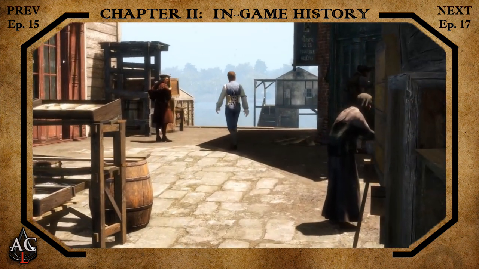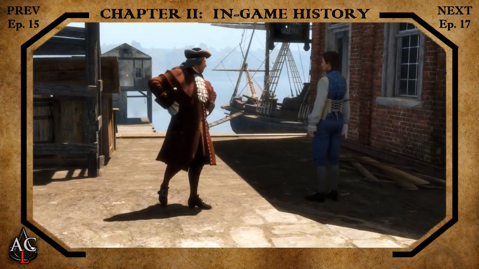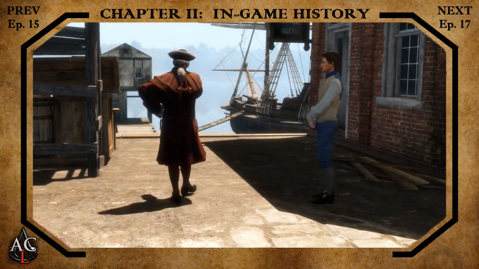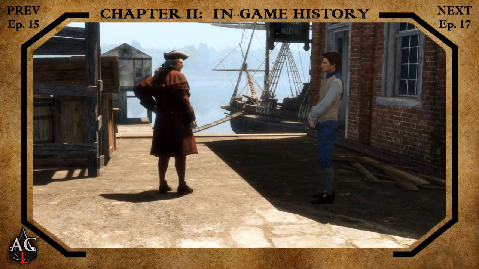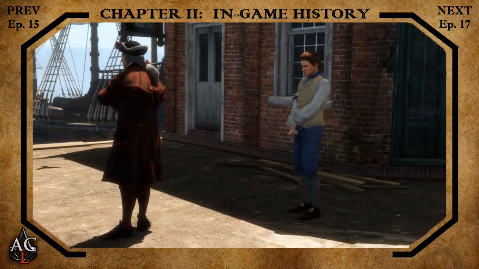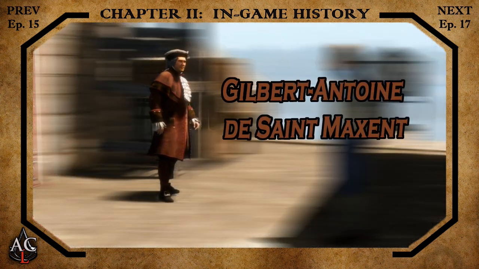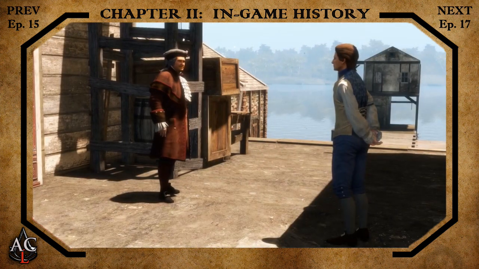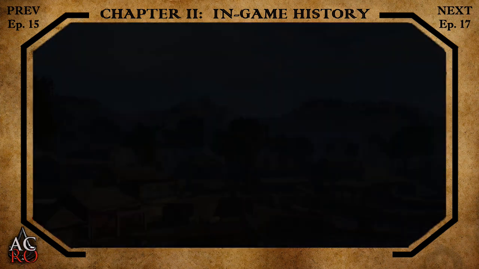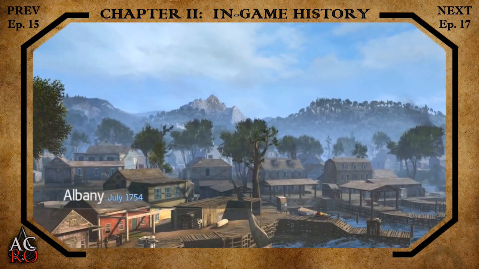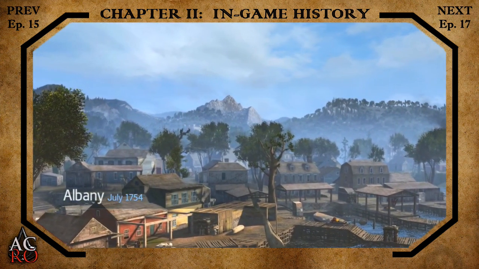Although the majority of the large-scale battles to come would occur in the more northern colonies, there were intermittent conflicts in the southern colonies as well, with certain individuals being recognized for their participation in this less active theater. One of these men was Gilbert Antoine de Saint-Maxent, who played a role in defending French Louisiana from joint British and native attacks.